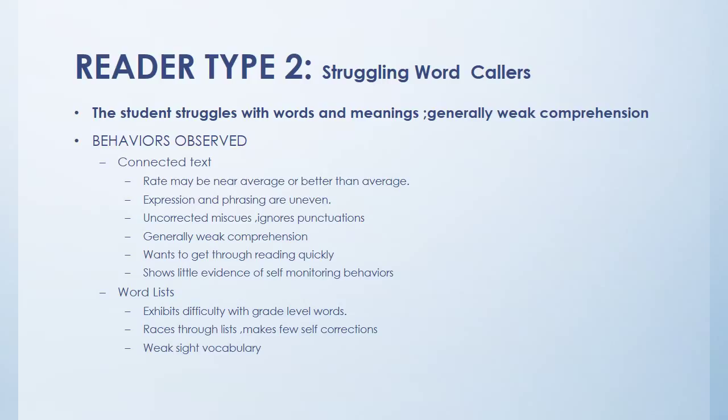Type 2 readers. They are also known as the struggling word callers. These are the students who struggle with words and their meanings. They generally have weak comprehension. The behaviors observed are near average rate, uneven expression and phrasing, uncorrected miscues, no self-monitoring, and difficulty with grade level words.